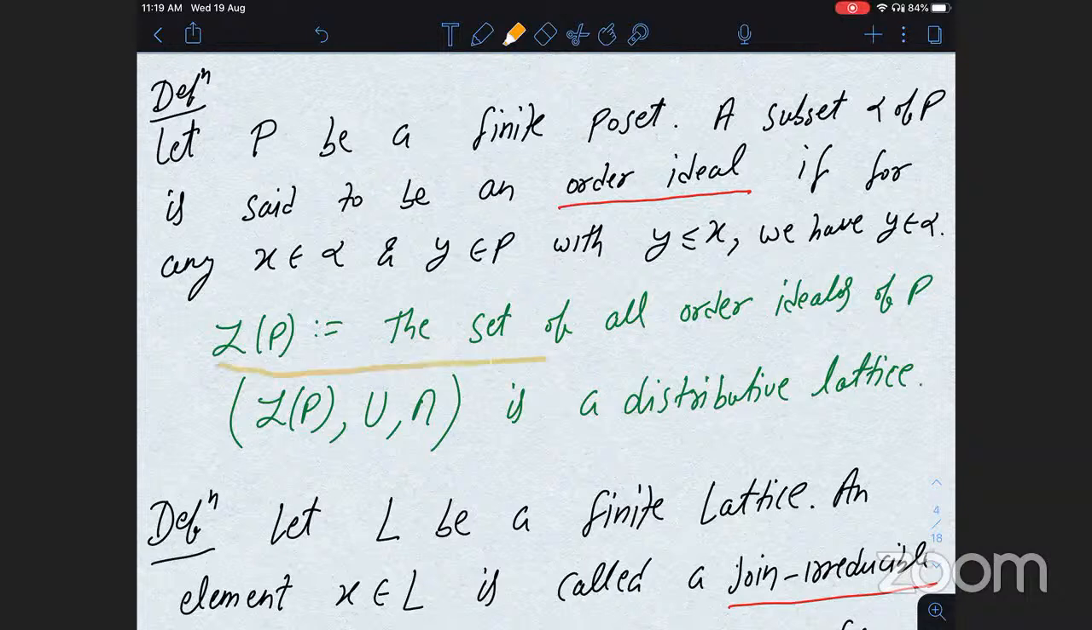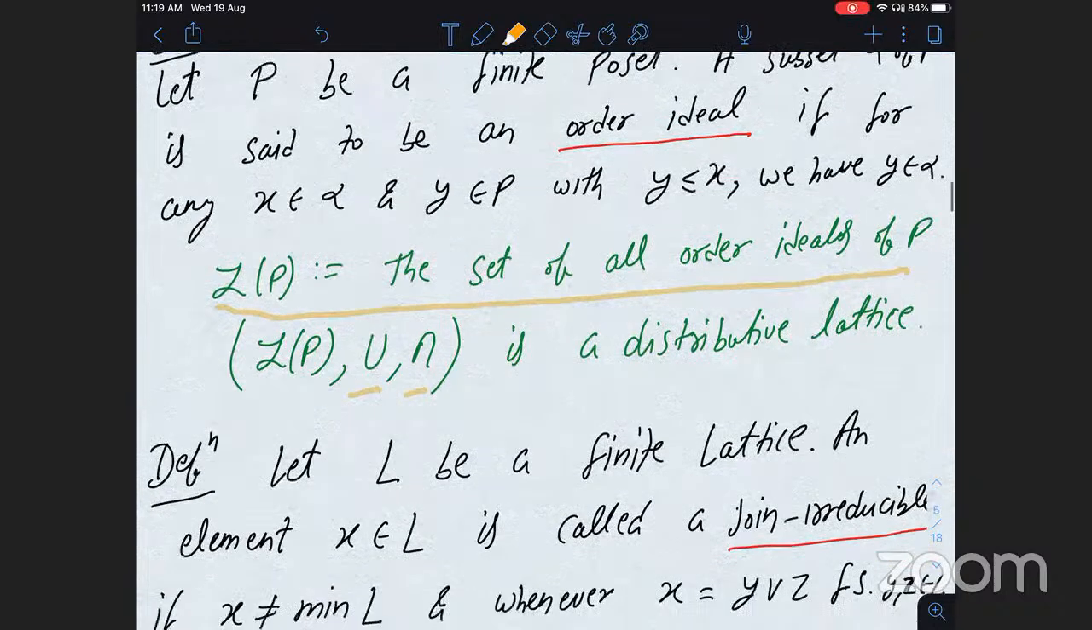Let I(P) be the set of all order ideals of P. Then under the operations of join and meet, union and intersection, I(P) forms a distributive lattice. And since P is a finite poset, I(P) will be a finite distributive lattice. Okay, so one more remark. Throughout my talk, P will always be a finite poset, and a distributive lattice will also always be finite. Okay, so one more definition.